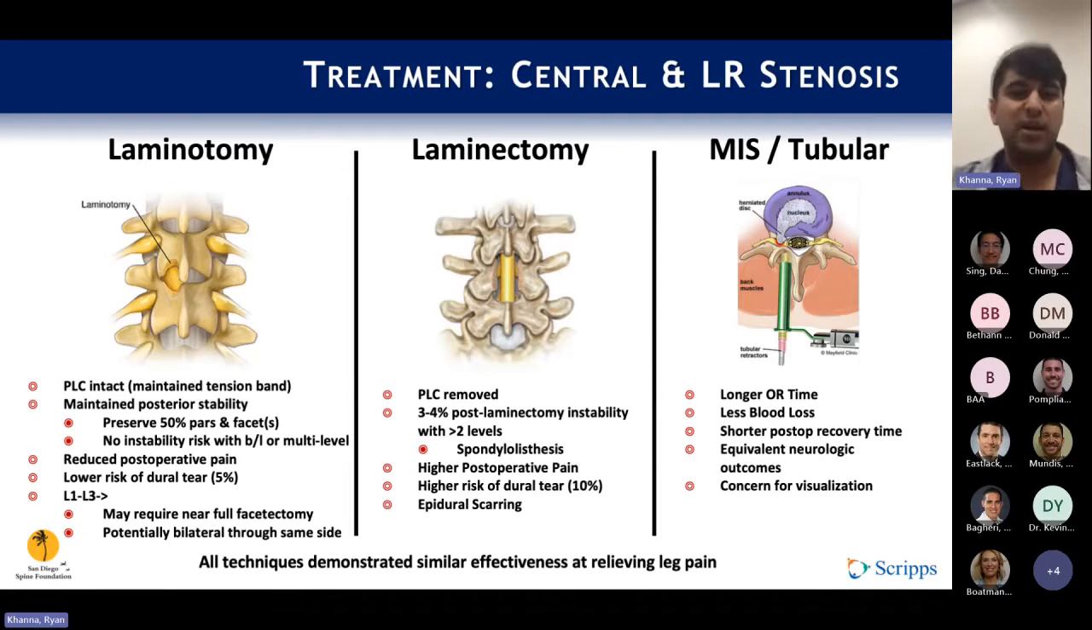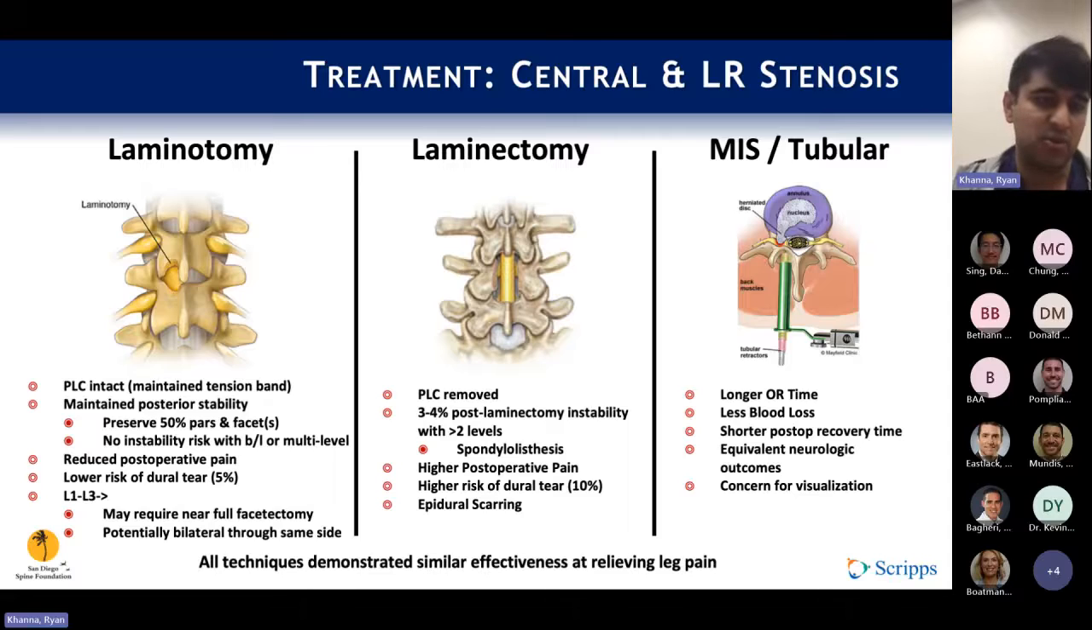This picture depicts 3 of the most common types of surgical treatment for central and lateral recess stenosis. The laminotomy, the laminectomy, and the MIS tubular are probably the 3 most common, although I'll talk about endoscopic cases a little bit later on. Laminotomy and the MIS are very similar, but the main advantage of performing a laminotomy versus a laminectomy is that you are able to maintain that posterior tension band.